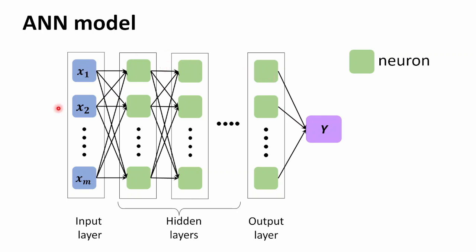So the arrangement in a neural network looks like this, where you have a series of neurons. A column of neurons is called a layer, and you have multiple layers put together to form this artificial neural network model. The input to this model comes from the input layer, and the layer which gives the output is called the output layer, while the layers in between are called the hidden layers.